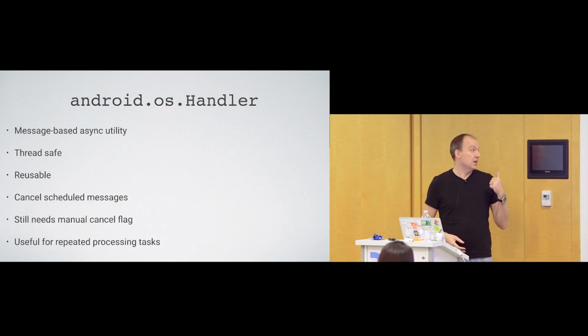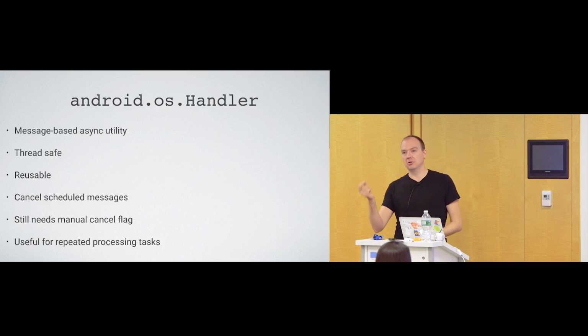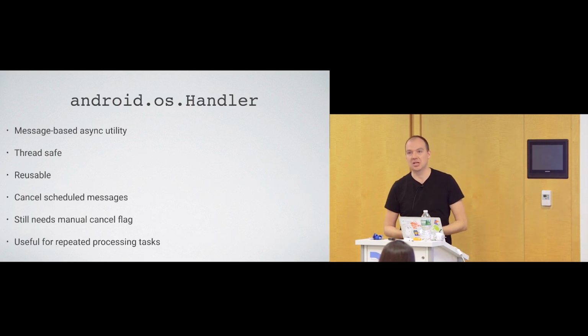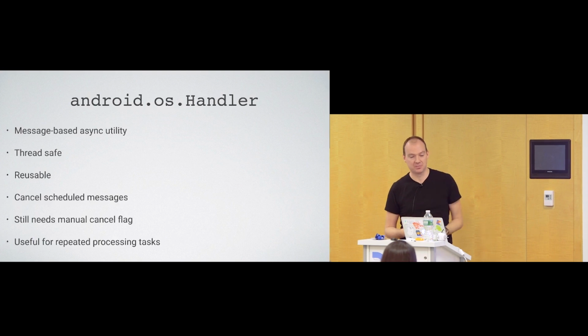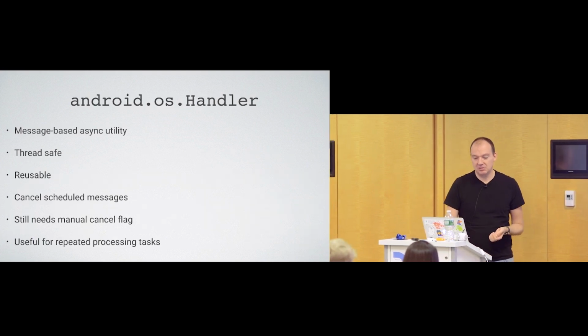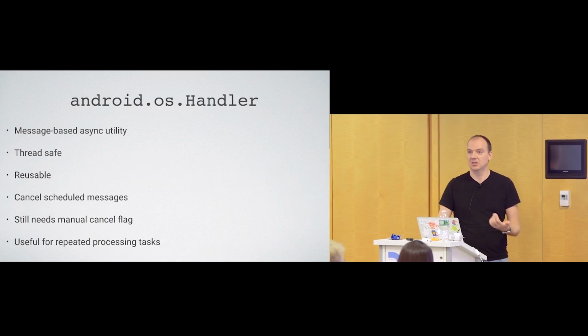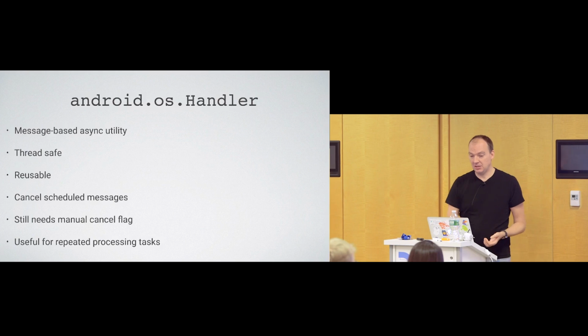That works quite well. It's thread safe, so you can call post or send message from whatever thread you want. It's reusable as opposed to the thread class and the async task class. And you can cancel a scheduled message, but there's no built-in support for canceling something that has started running. So once handle message is called for that message, you will need to check that yourself. You will manually need to add some flag somewhere. It's mostly useful, as I said, I do it for processing camera frames, and that type of processing handler is very useful for.